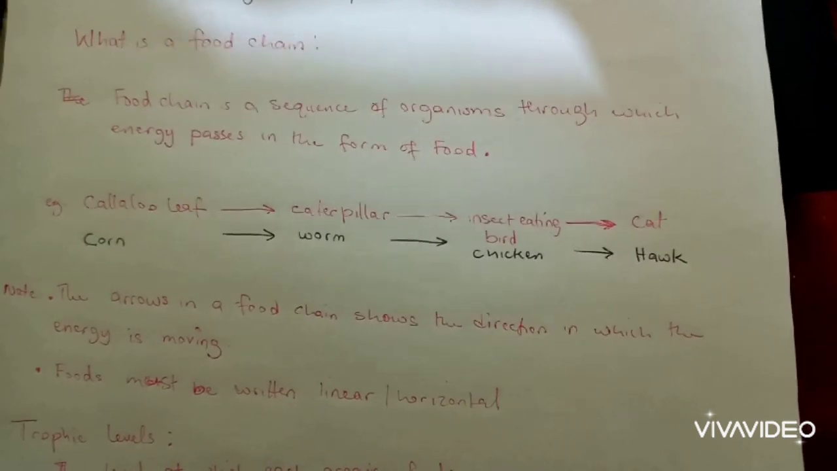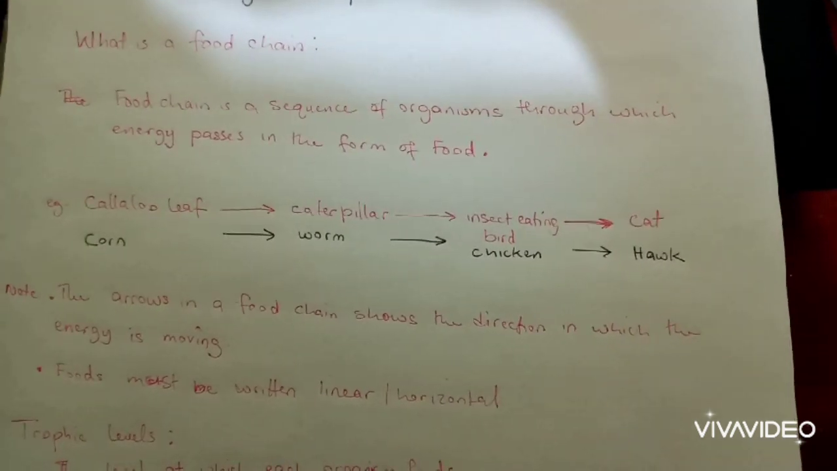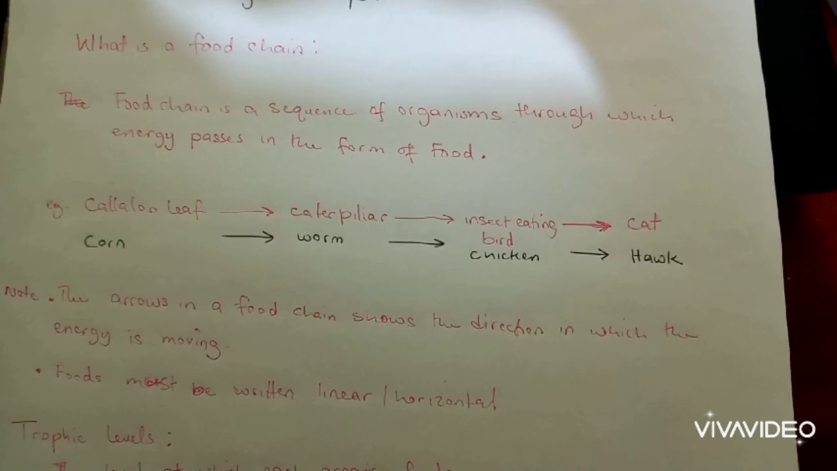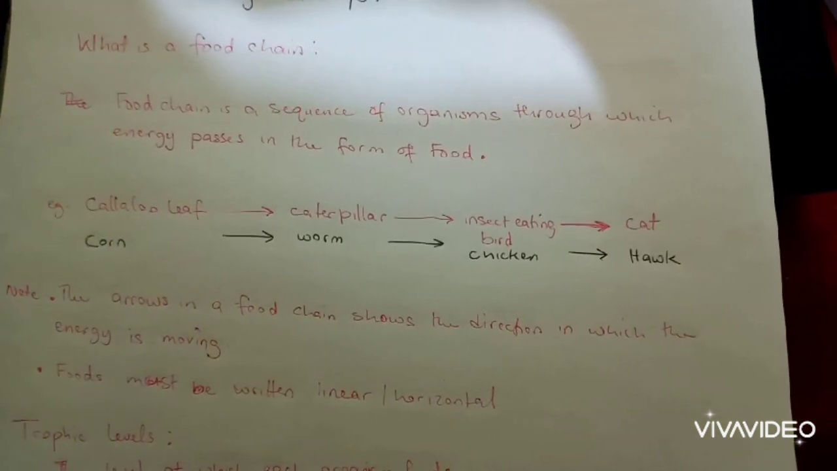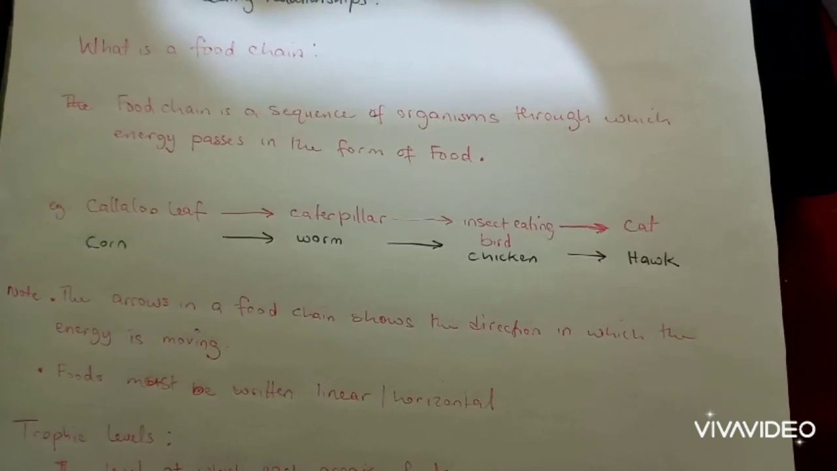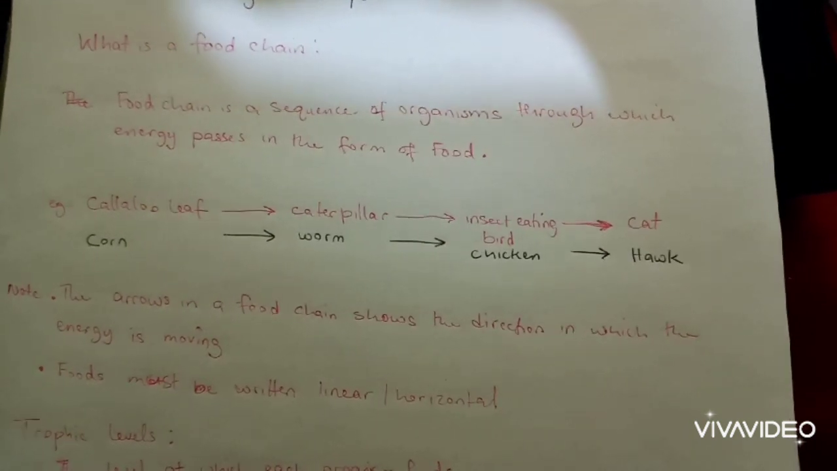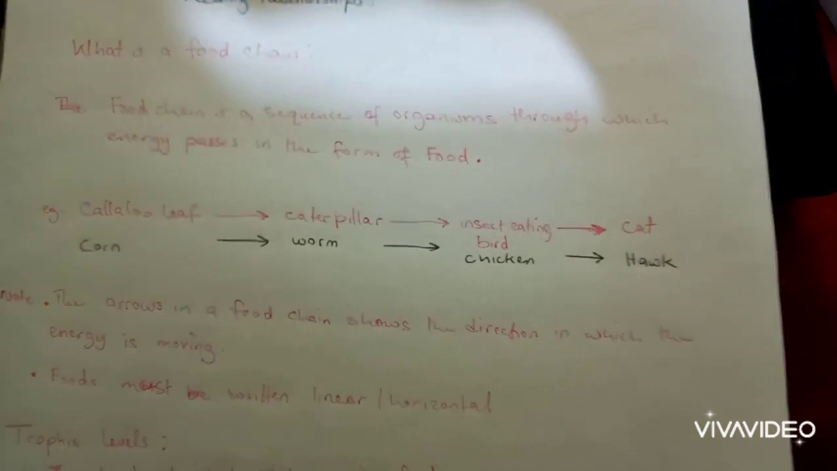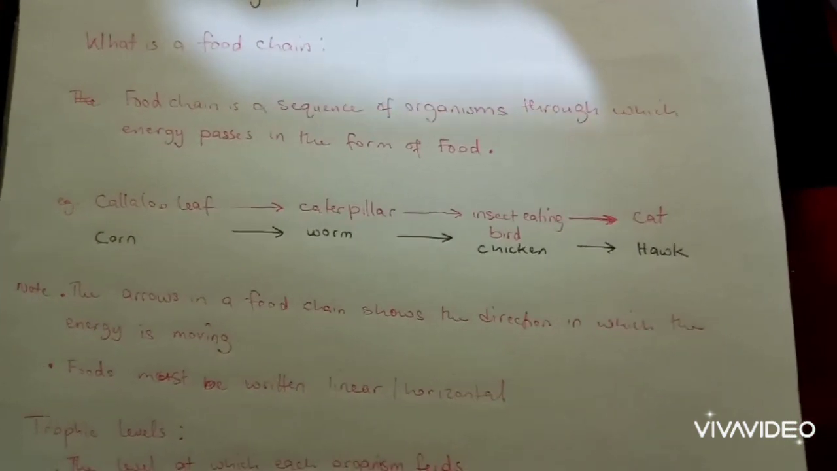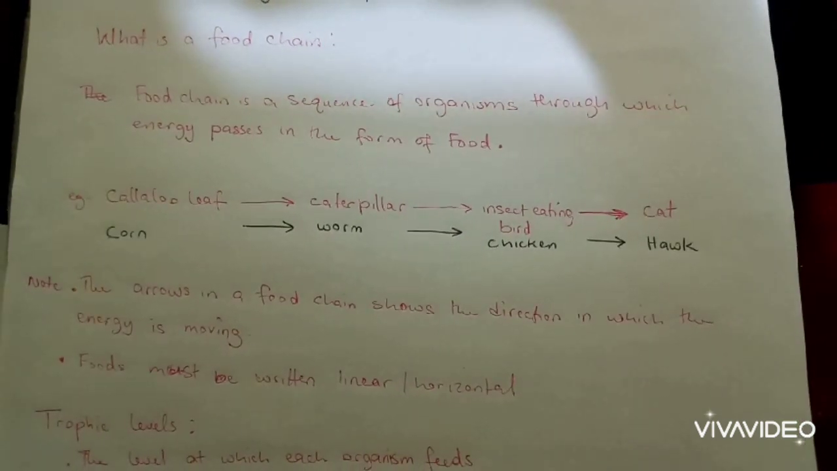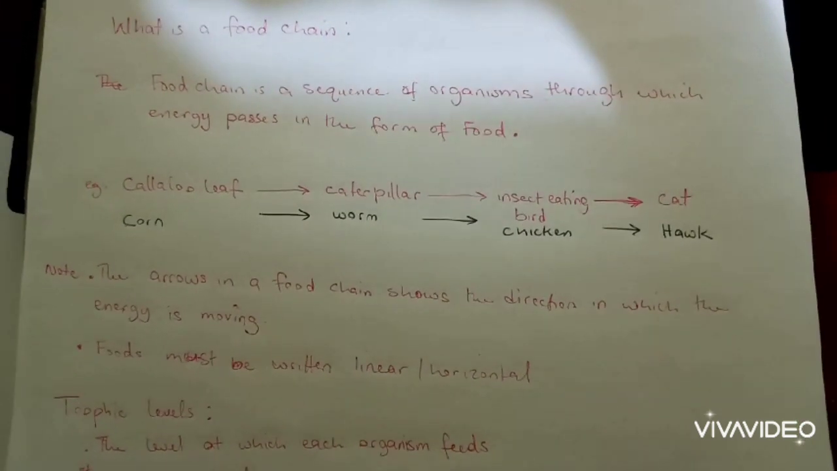Another example could be corn, as in a corn plant, or the corn cob, or the leaf, any part of the plant, that is eaten by a worm, that could be eaten by a chicken, and that chicken could be eaten by a chicken hawk or a hawk. We are more familiar with chicken hawk, so you could put chicken hawk there.